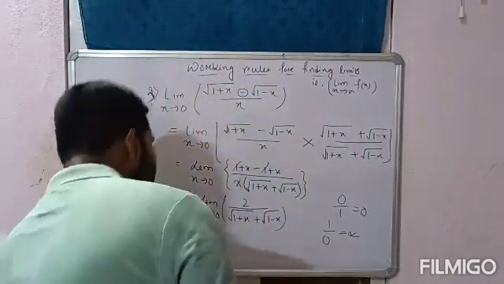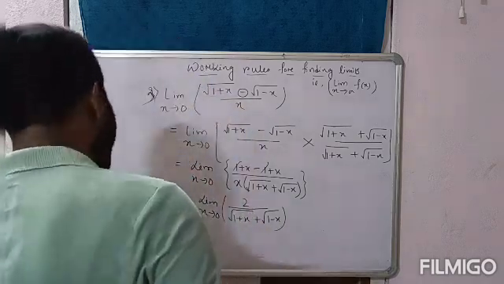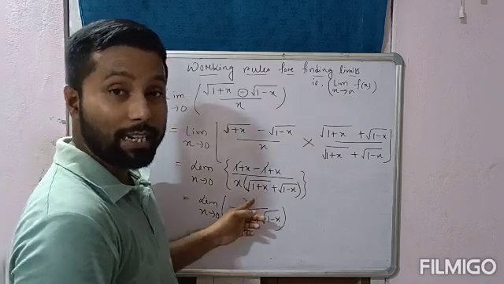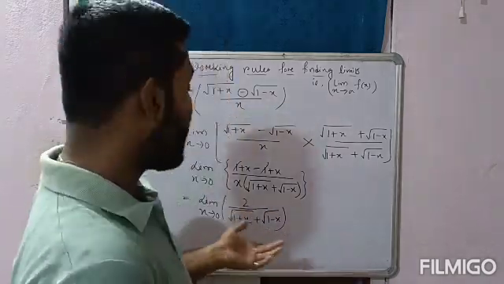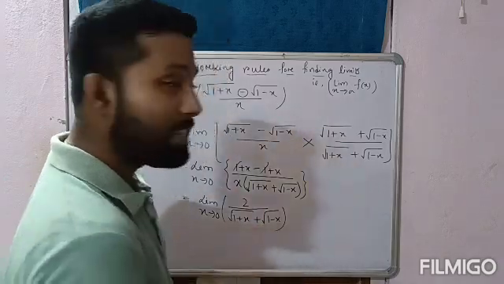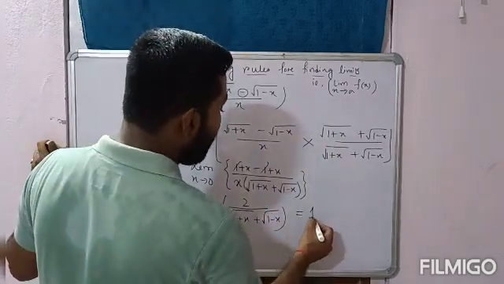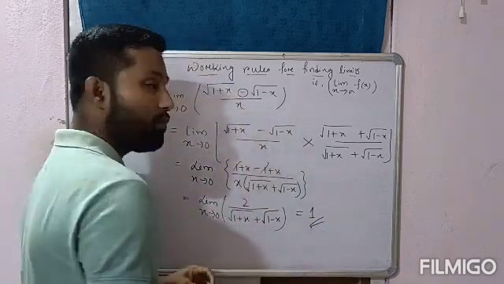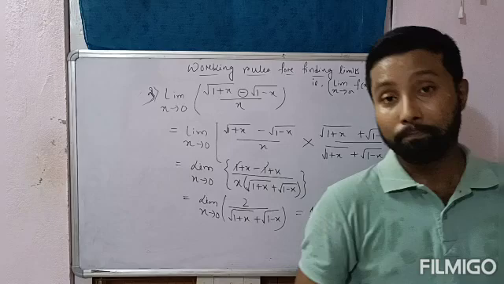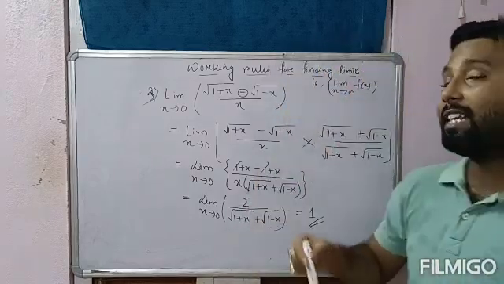After the simplification, now you can put the value of x. Now if I put the value of x in the denominator, because in the numerator there is no variable, so you can put in the numerator only 1 plus 0 is 1, 1 minus 0 is also 1, 1 plus 1 is 2, 2 by 2 is equal to 1, which is always a definite value. So these are the rules. These are the working rules for finding the limits.